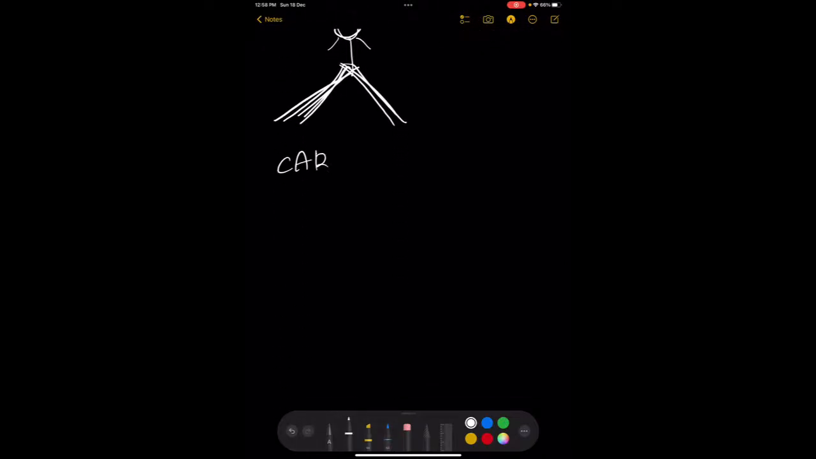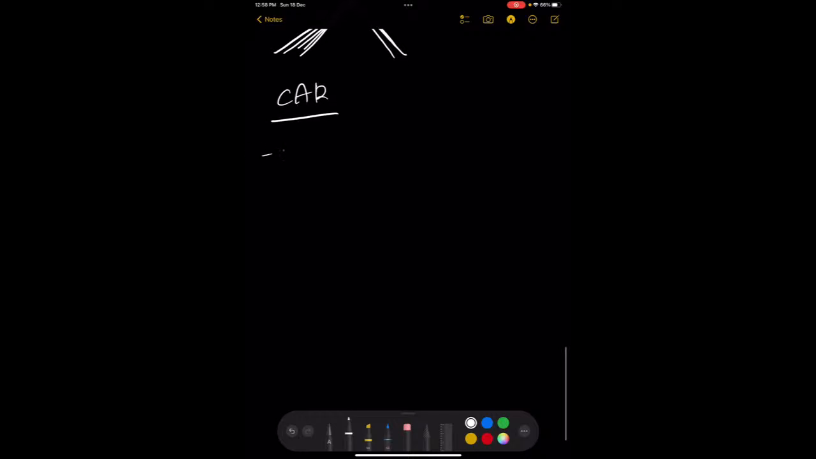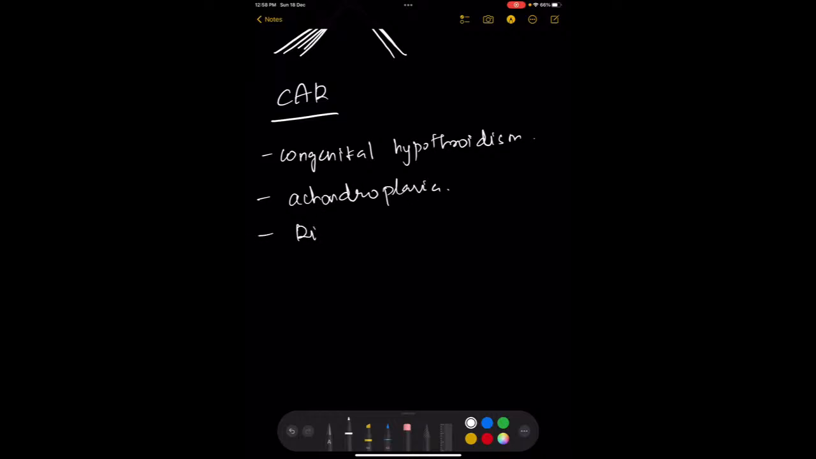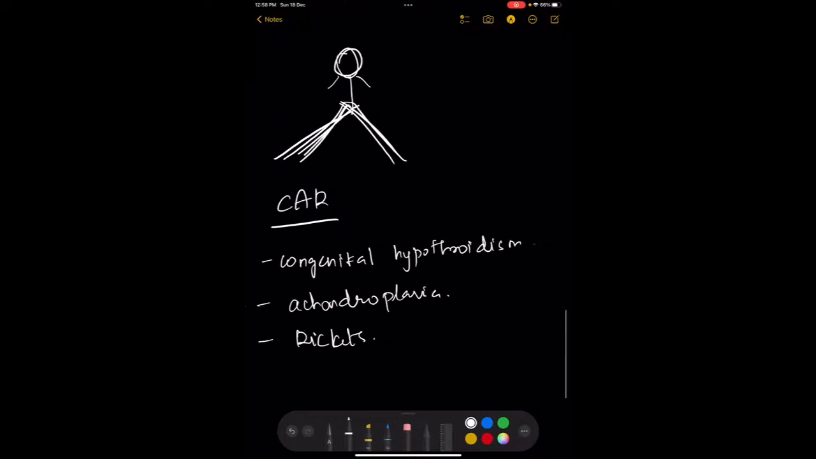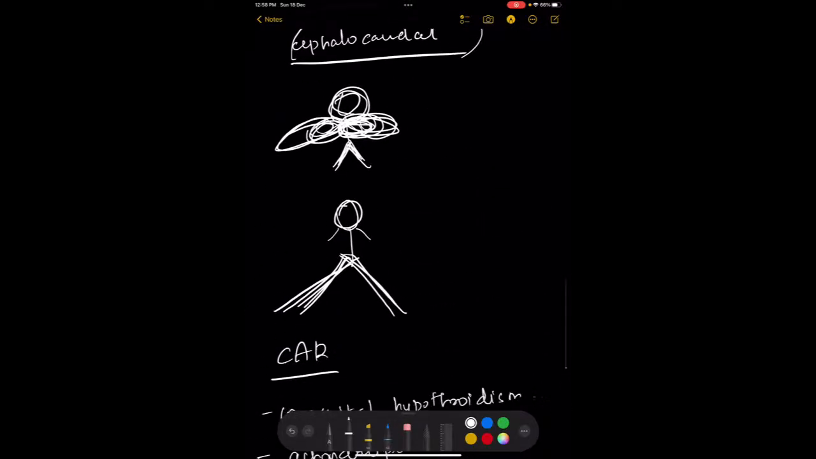A simple mnemonic is CAR, which is congenital hypothyroidism, achondroplasia, and the next one is rickets. How to remember this? Disproportionate patients are unable to walk on their feet, so they will use a car. So this is congenital hypothyroidism, achondroplasia, and rickets.